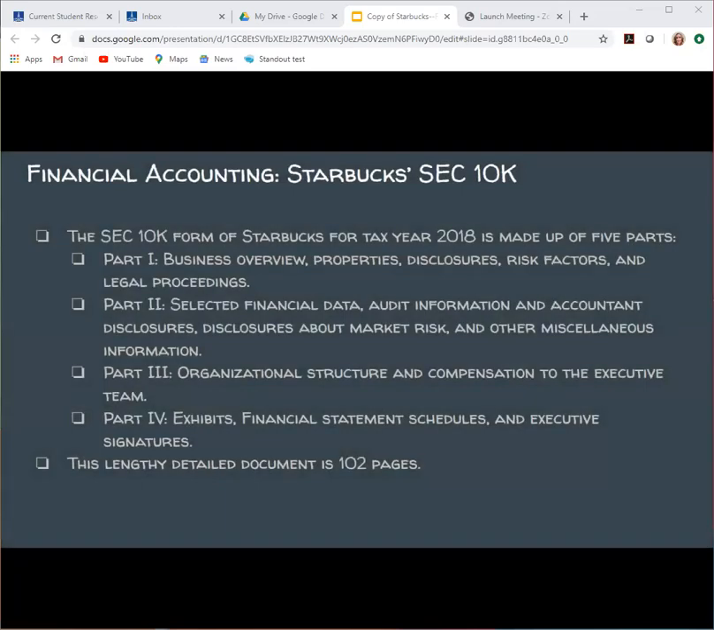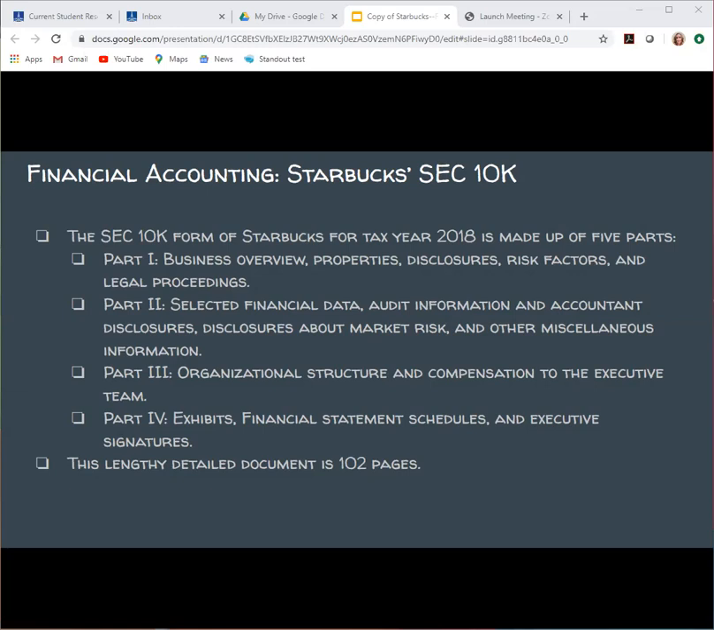Starbucks' SEC 10-K form for tax year 2018 is composed of 4 parts. Part 1 contains information about the overview of the business, properties, disclosures, risk factors, and legal proceedings. Part 2 is a report on selected financial data, audit information and accountant disclosures, disclosures about market risk, and other miscellaneous information. Part 3 includes information about governance, corporate structure, and executive compensation. And Part 4 contains exhibits, financial statement schedules, and executive signatures.